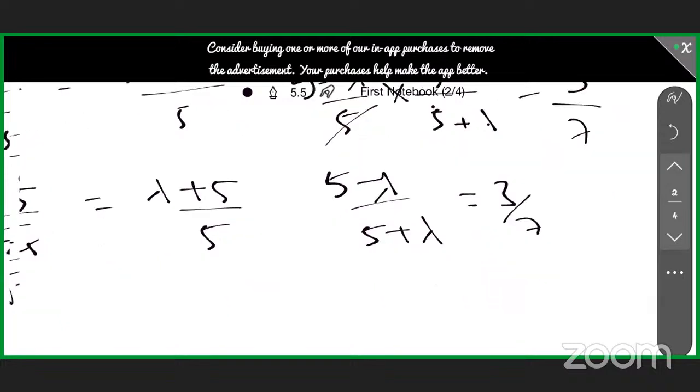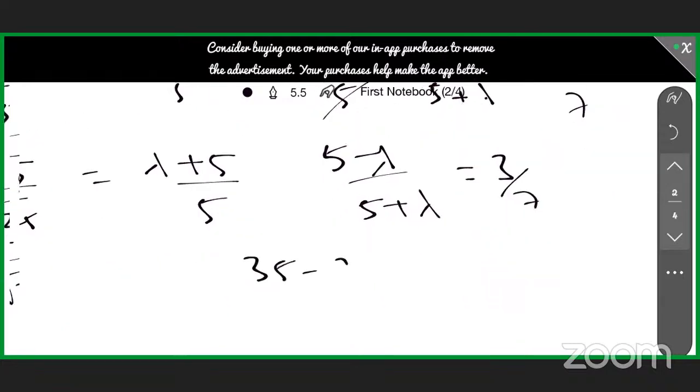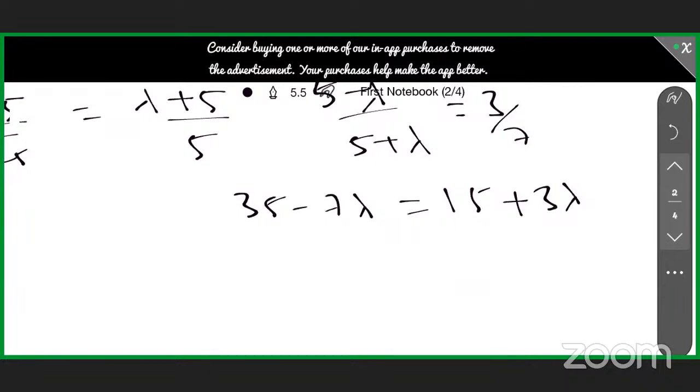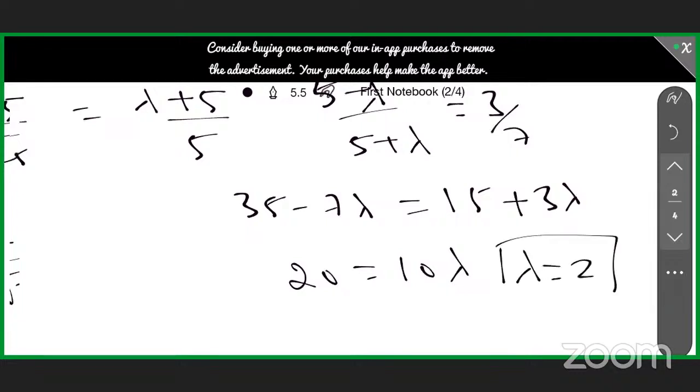Cross multiply. 35 minus 7 lambda is equal to 15 plus 3 lambda. So when this comes here, 20 is equal to 10 lambda. Therefore, lambda is equal to 2. Do you understand, dear students? Yes, sir. Do you understand? We go to the next problem.